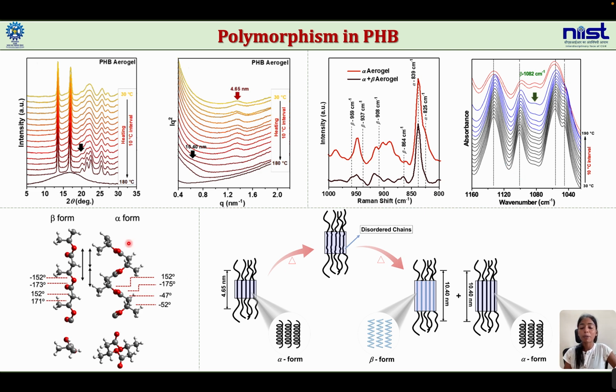In the case of PHB there are two polymorphs existing, alpha form and beta form, and alpha to beta transition is reported only in the case of highly oriented PHB samples during stretching. So here for the first time we observed an alpha to beta transition in the case of an unoriented sample by heating. The as-synthesized aerosol we named alpha aerosol, and we annealed the sample at 140 degrees Celsius to get these alpha plus beta aerosols.